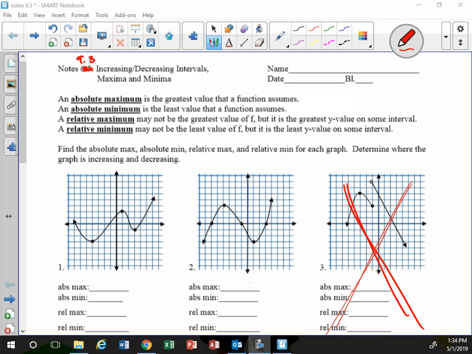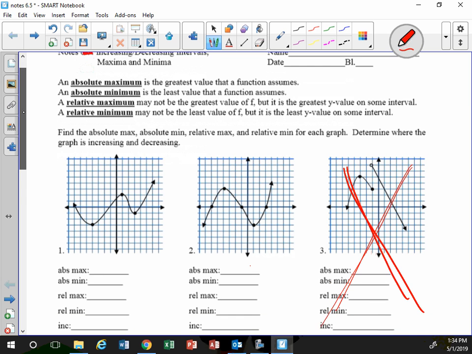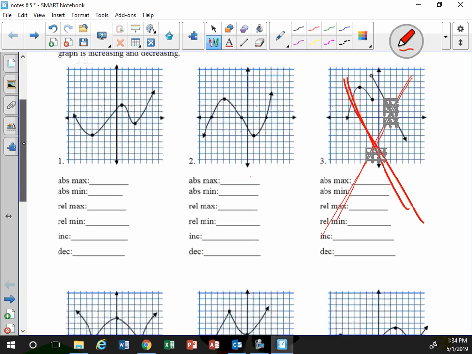Relative max or min just means somewhere along the graph it's the top of a little hill for a maximum or the bottom of a little valley for a minimum. There may be other points on the graph that are higher or lower, but for that little section it's a max or a min. So let's look at them on this first graph, because I think once you see them you'll realize what's going on.